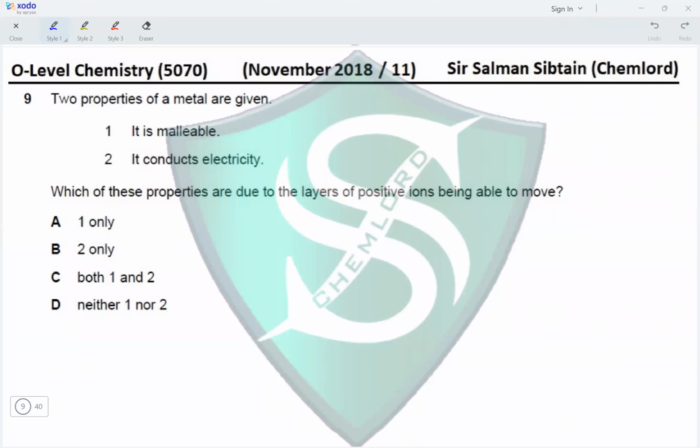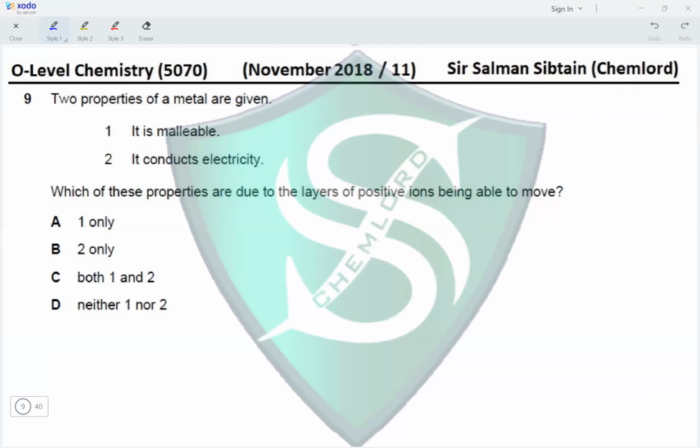Question 9. Two properties of a metal are given. It is malleable, it conducts electricity. Which of these properties are due to the layers of positive ions being able to move? It is malleable. So if the positive ion layers are able to move, that is why it is able to bend. Malleable means that it is able to bend. So the positive ion layers are able to move over one another. So that is correct. It conducts electricity.